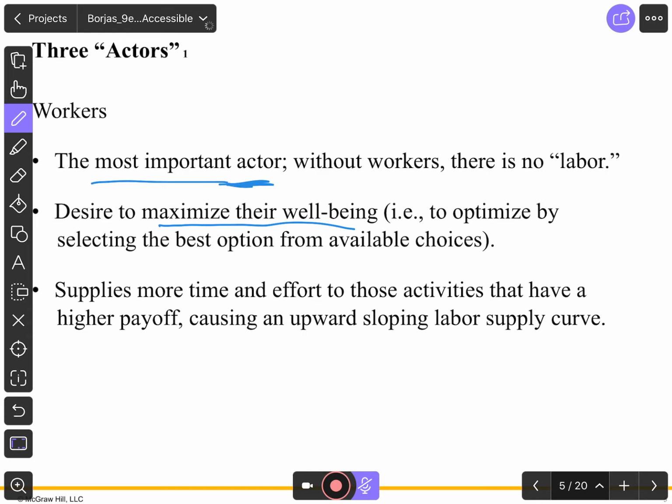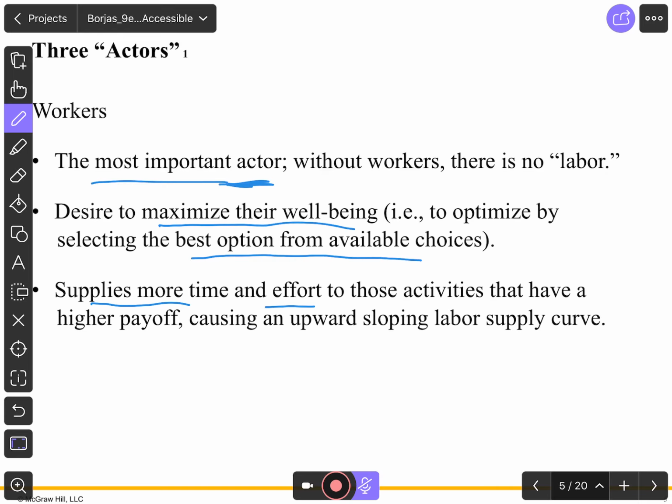So they want to maximize or optimize the best option available from all different job offers, for example, or from different available choices. So they are the suppliers of the time, they are the suppliers of the service, and they do different activities, right, in order to have a higher payoff.